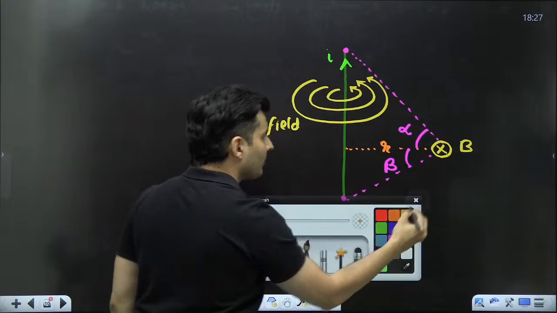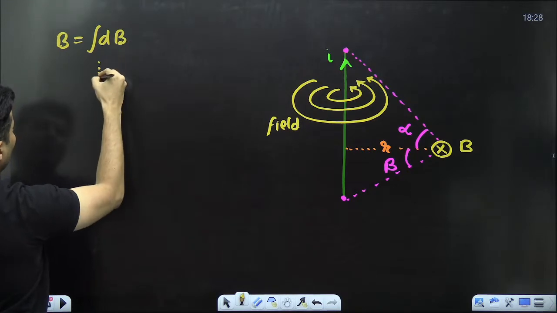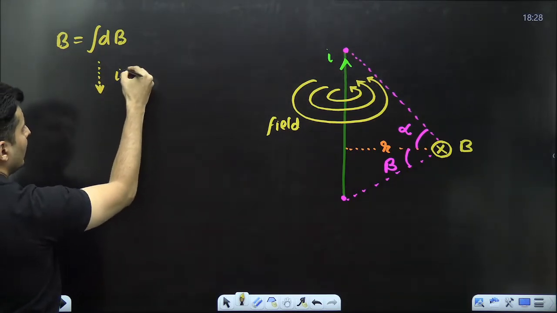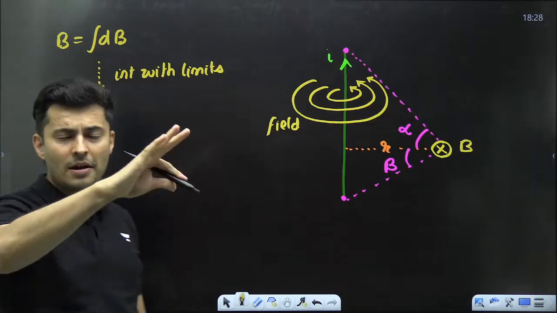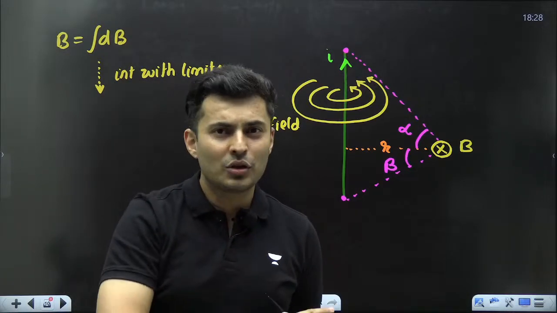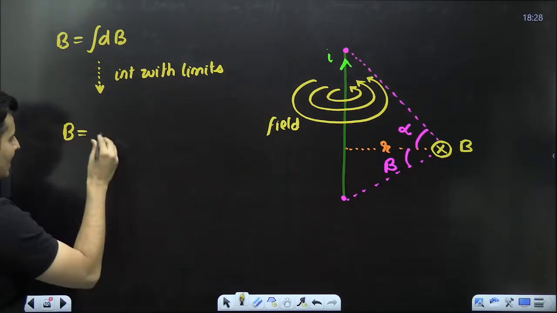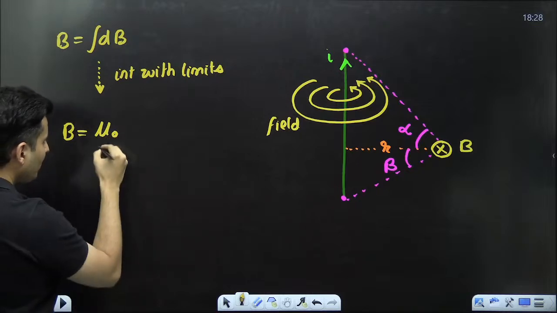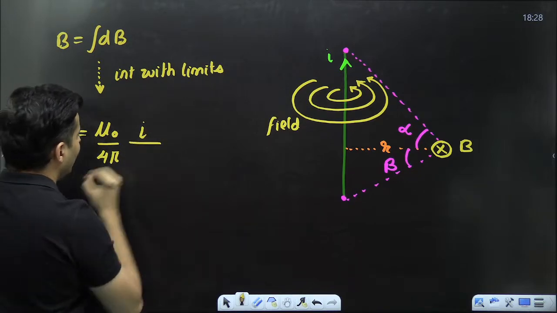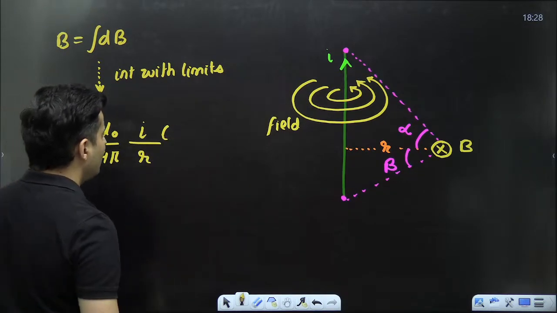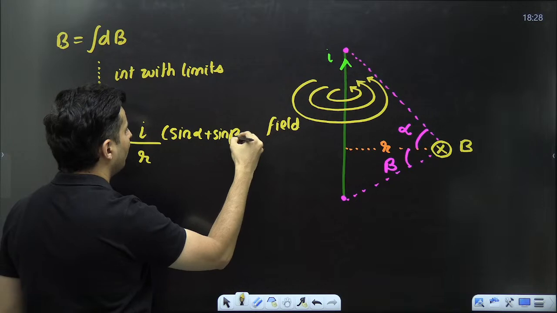Then the field at that point, which happens to be integration of dB. So when you integrate it with proper limits, derivation is not important here. Just look at the formula and the application. So no need to study those derivations for NEET syllabus. Remember that. The formula which comes out is something like this. Mu naught by 4 pi, here you have I by basically R, and you have over here sine of alpha plus sine of beta.